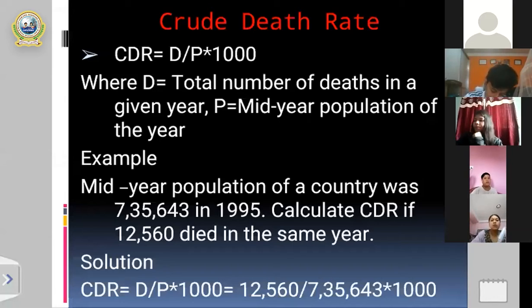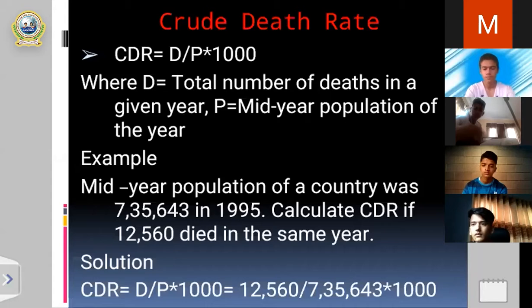Okay, my dear students, you can see the same screen. I have mentioned only one example. You can also imagine, for example, I just replace the numbers to calculate the CDR. Suppose that the total median population of a country was 5 lakh in 1990. Calculate CDR if 10,000 died in the same year.